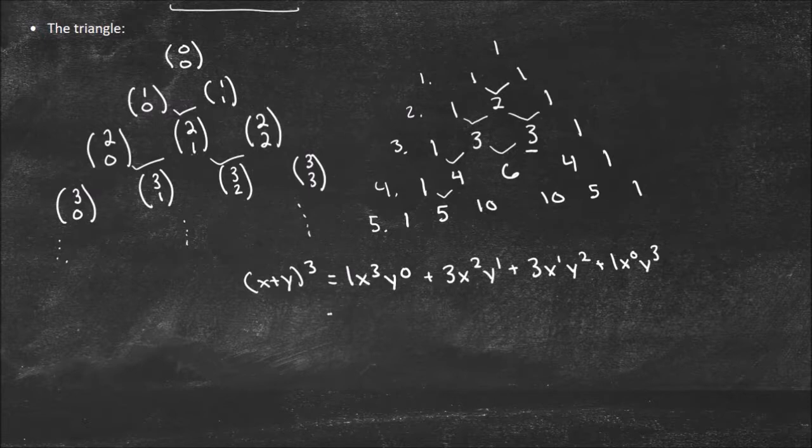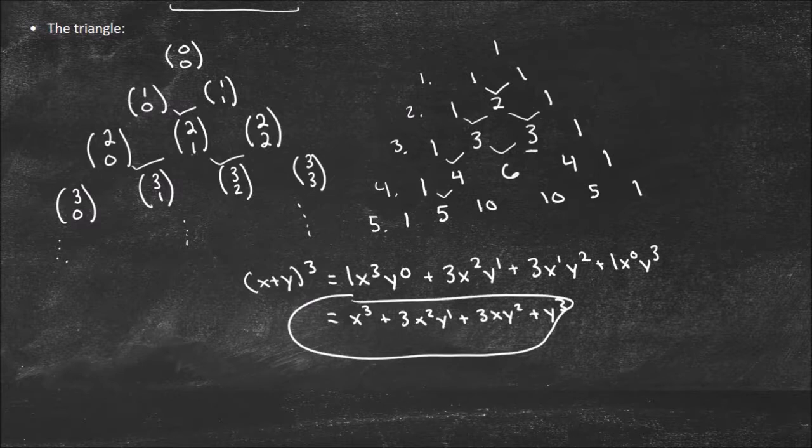I could clean this up and just say it's x to the third plus 3x squared y to the first plus 3 x y squared. Looks a little bit better. And then plus 1, I'll just say y to the third. So that is the expansion, and that's how we use Pascal's triangle to help us out.